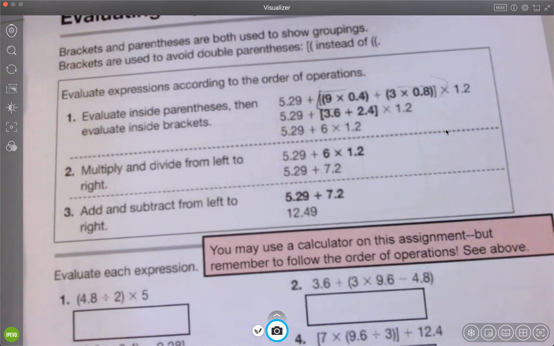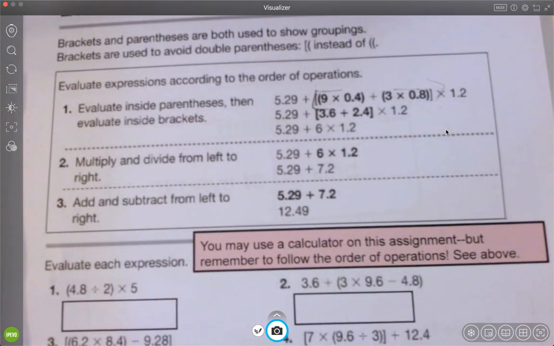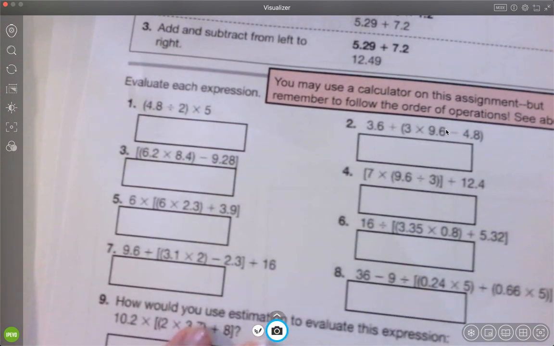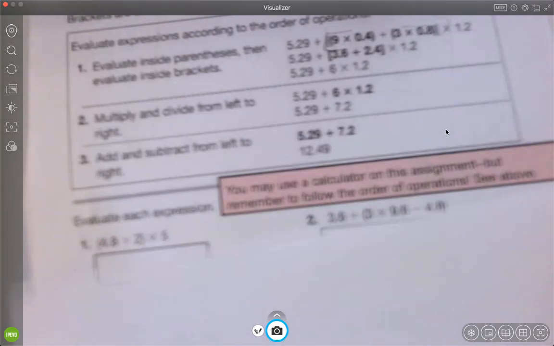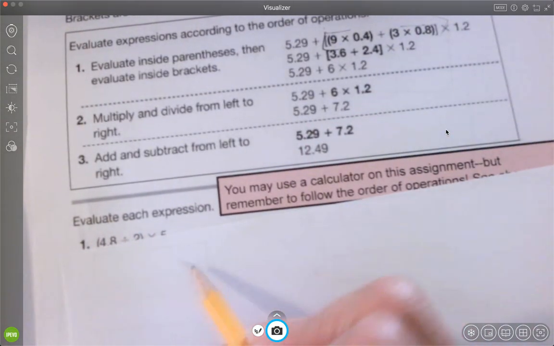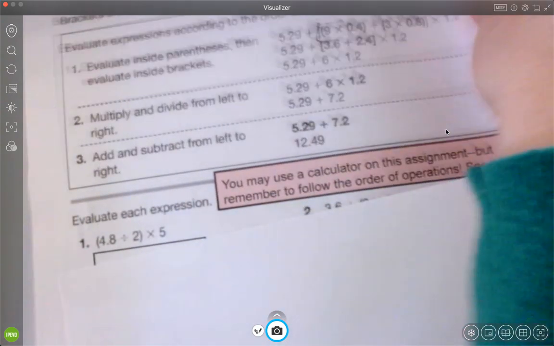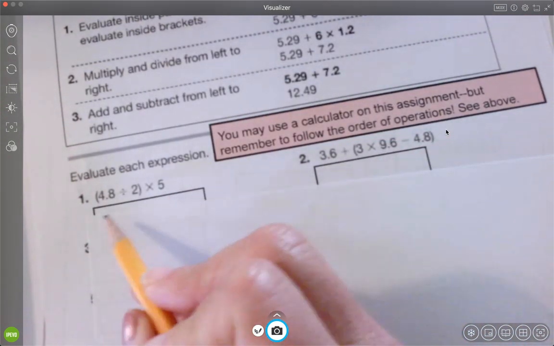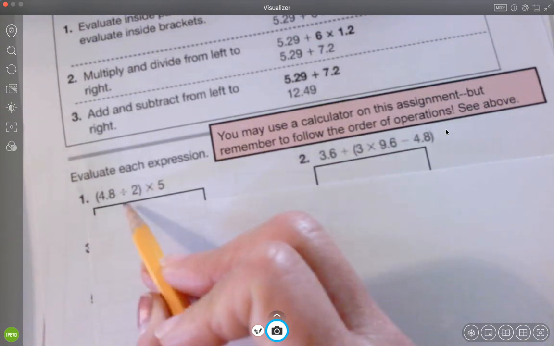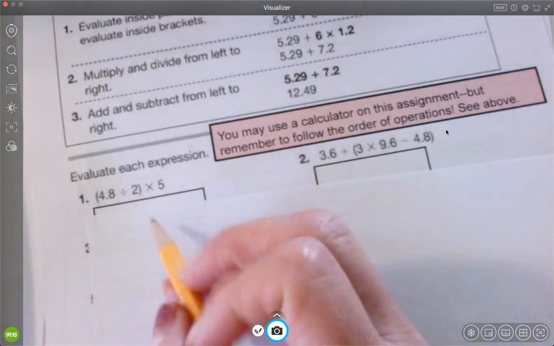So let's go ahead, and I'm going to do some here for you. I'm going to be working on the odds, and then for your assignment today, you'll be doing the evens. So let's start off with our first problem. And here it is. We've got 4.8 divided by 2 times 5. And we have one set of parentheses. So we're going to go ahead and do 4.8 divided by 2 first.